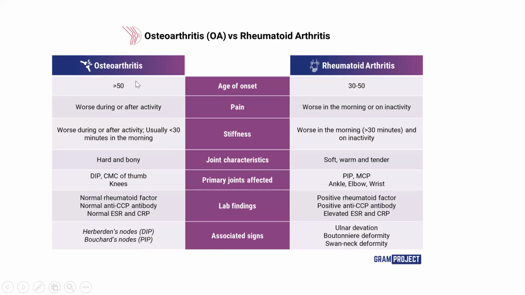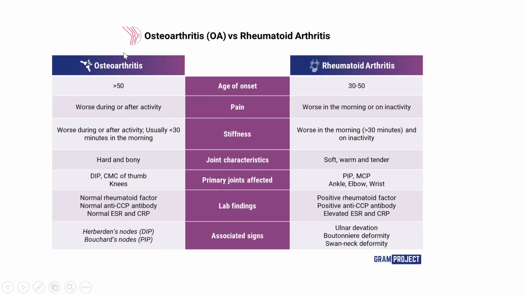Both have morning stiffness, but the patient with osteoarthritis has morning stiffness for less than 30 minutes. But in rheumatoid, it's more than 30 minutes, even 1 hour, right? And in osteoarthritis, the joint is hard and bony, but in rheumatoid arthritis, the joint is soft, warm, and tender, which is a sign of inflammation.